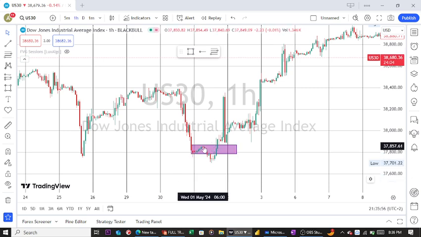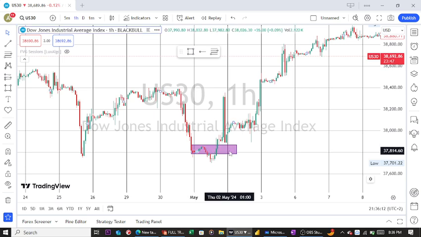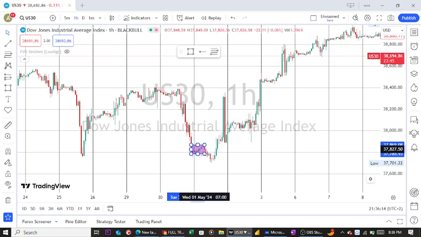Price made a liquidity sweep and headed upwards. This is supposed to act as a support or resistance level, but it broke out of the support and resistance level and retested it. So this means that this is the breaker block.